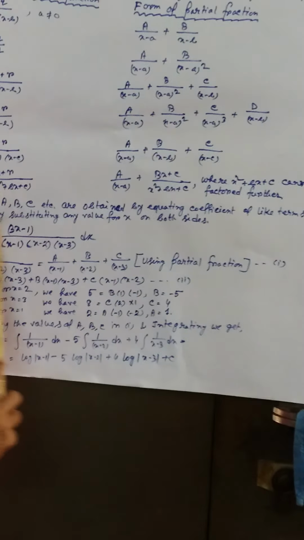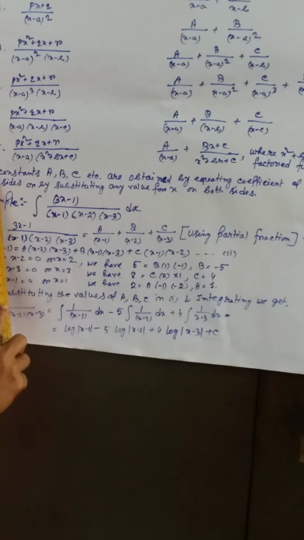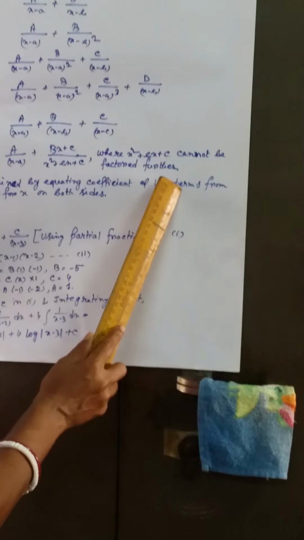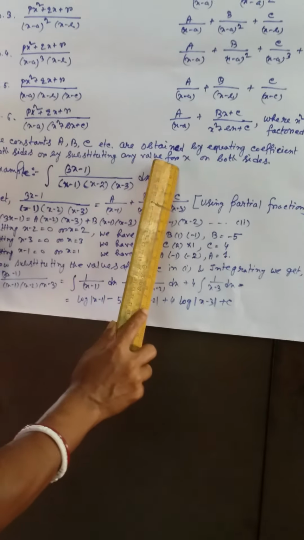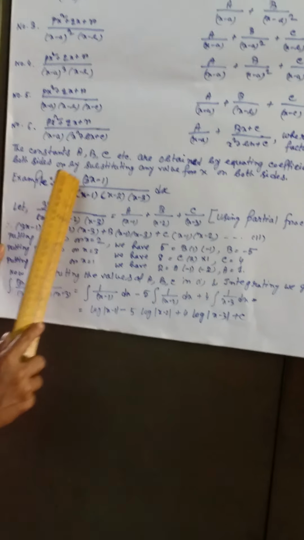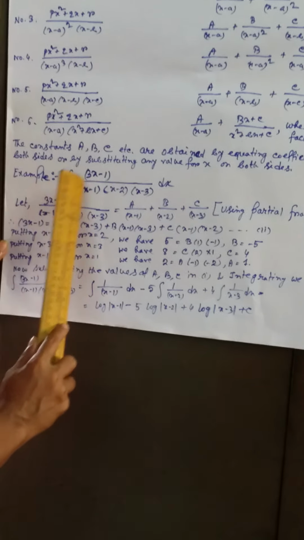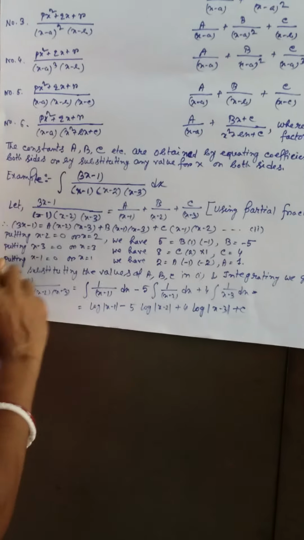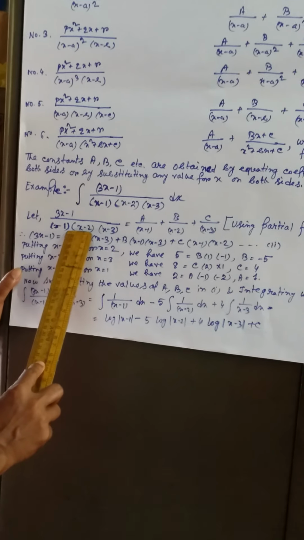This is the procedure. I am repeating, the constants A, B, C etc. are obtained by equating coefficients of like terms from both sides or by substituting any value for x on both sides. Now the first example: integration of (3x - 1)/((x - 1)(x - 2)(x - 3)) dx. According to this, what would be the procedure?